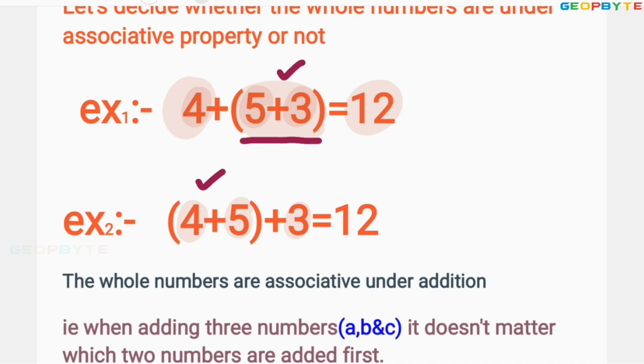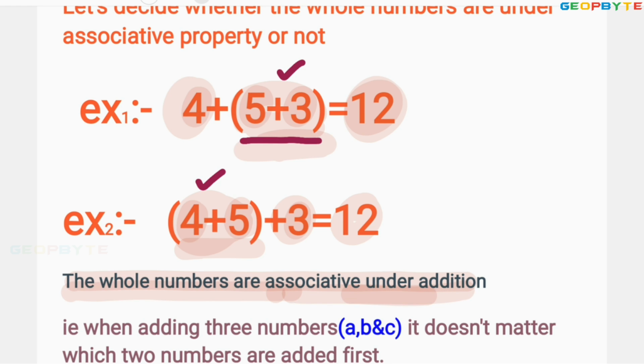Even if I change the bracket from 5 plus 3 to 4 plus 5, 4 plus 5 is 9, 9 plus 3 is 12. In both cases, even if you change the bracket position, we are getting the same whole number. The result is the same whole number. Therefore, the whole numbers are associative under addition. I hope you clearly got my point.